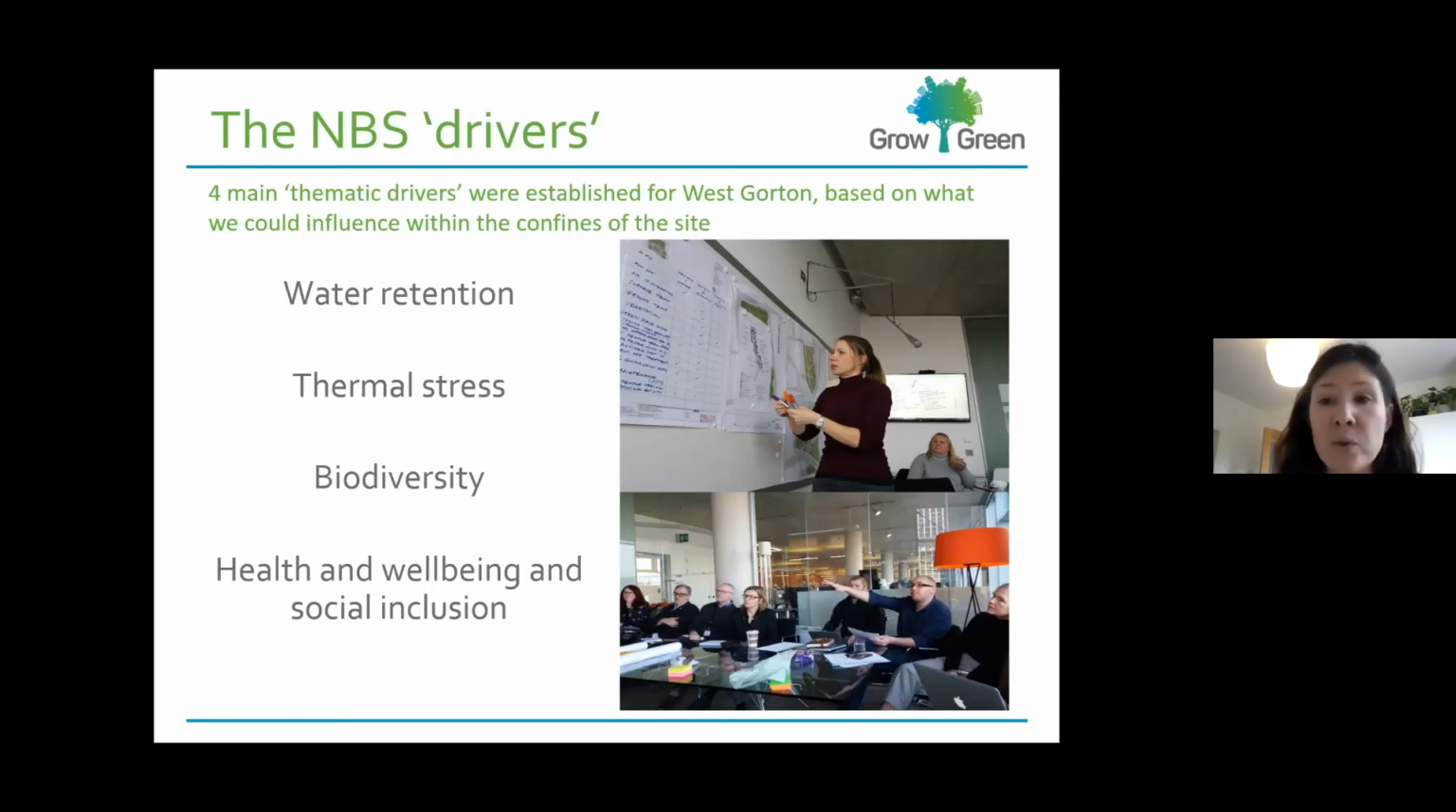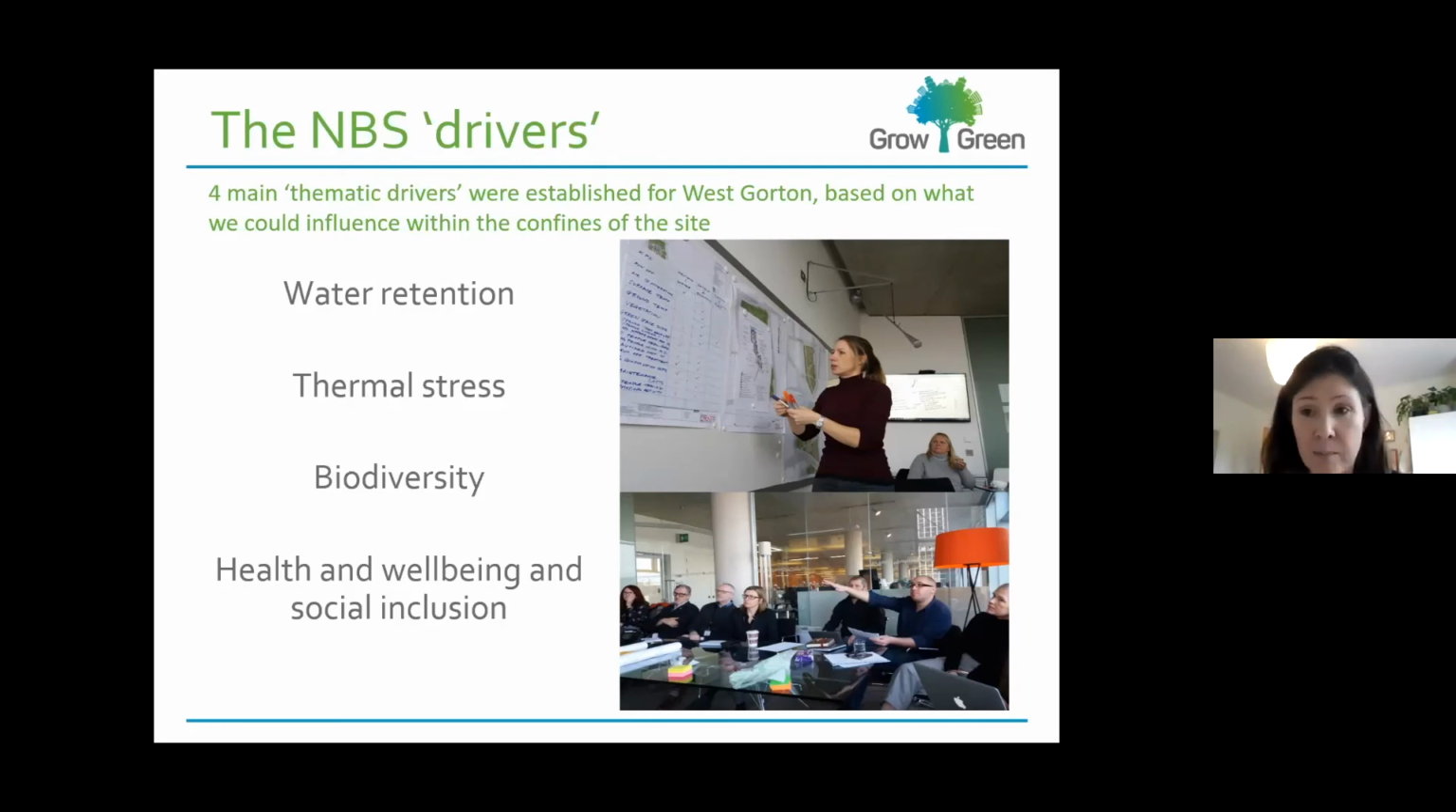So we narrowed the KPIs which we wanted to particularly focus on down to water retention. The area in West Gorton where we were building the park was identified by the Environment Agency as an area at risk of surface water flooding. So we wanted to look at how the park could mitigate that.